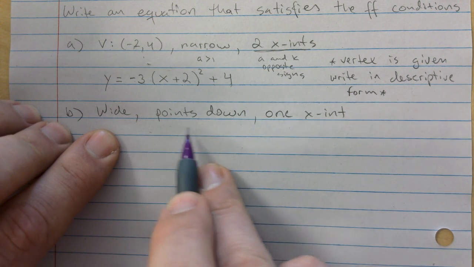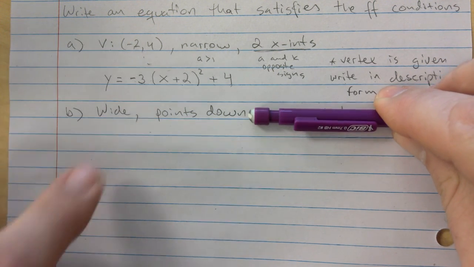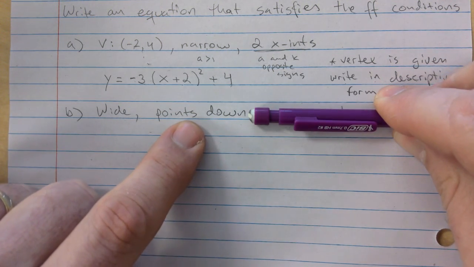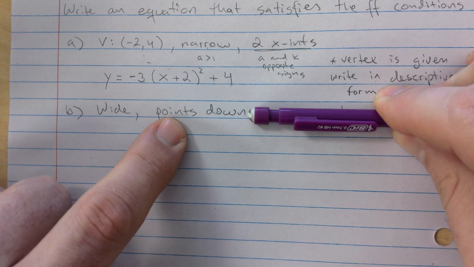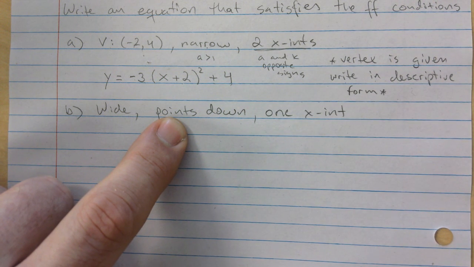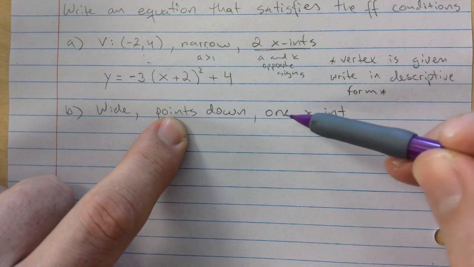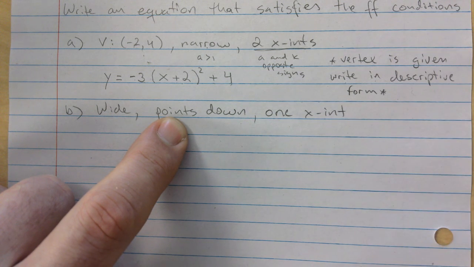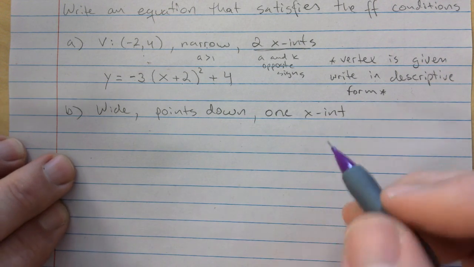You're looking at this, right? Like let's see, we're only looking at the first two. This could be done using the standard form, right? If I just gave you wide and points down, we could do that just with a standard form. But how can you guarantee me just one x-intercept, right? And this is where you should recognize, oh yeah, Mr. Dirksen told us there are 3 ways to recognize just by looking at it. So that's why I'm going to stick with vertex form.